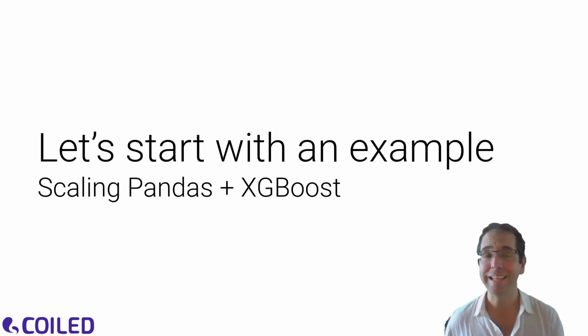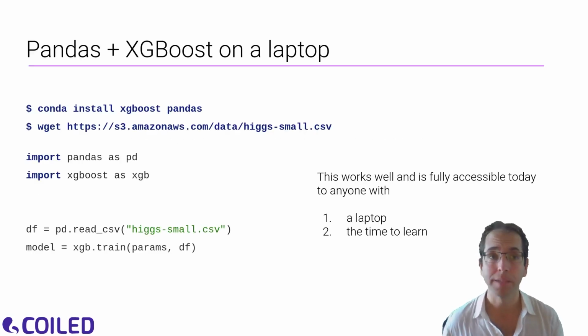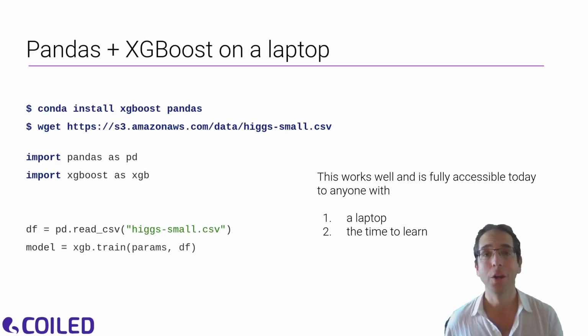Let's say that you are a data scientist and that you want to use pandas and XGBoost to train a model. This is really accessible today due to a lot of great work in the community. You can do things like conda install XGBoost and pandas onto your laptop. You might download some data set like the Higgs boson training data set from Amazon S3. You would then start up IPython, Jupyter, or a Python script. You'll import your libraries, load a CSV file. There's probably some feature engineering here I'm skipping over. Then you're going to train that model with XGBoost.